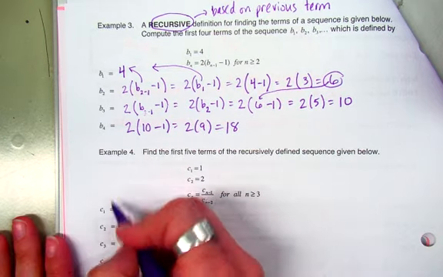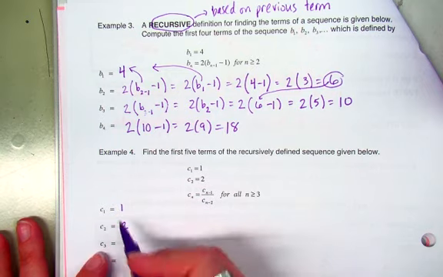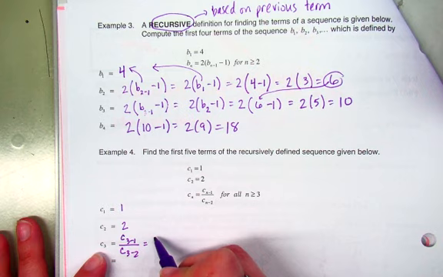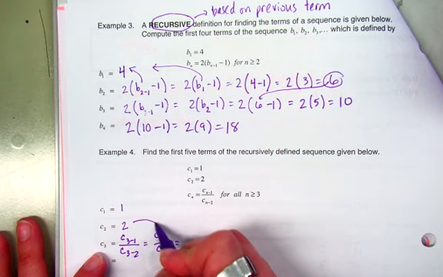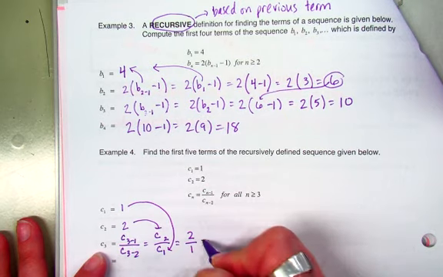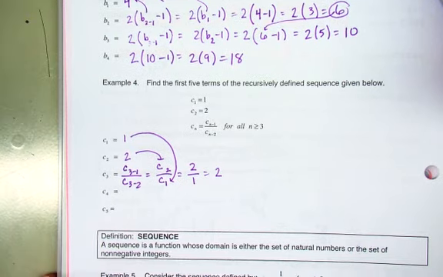So they gave us c sub 1 and c sub 2, and then c sub 3 is going to take c sub 3 minus 1 over c sub 3 minus 2. Well, that's really c sub 2 over c sub 1. C sub 2 is just 2. C sub 1 is just 1. And so c sub 3, or the third term, is 2.